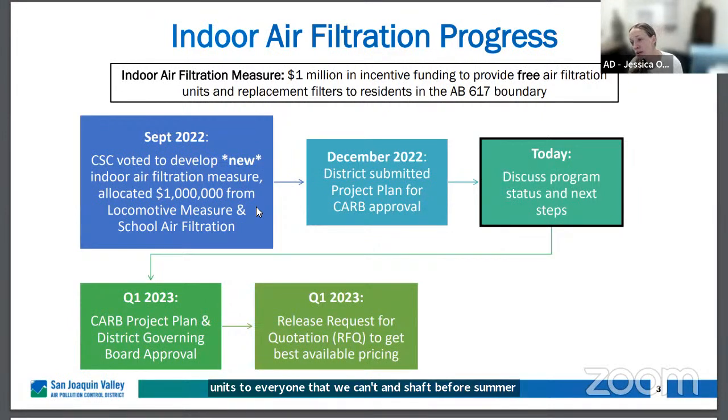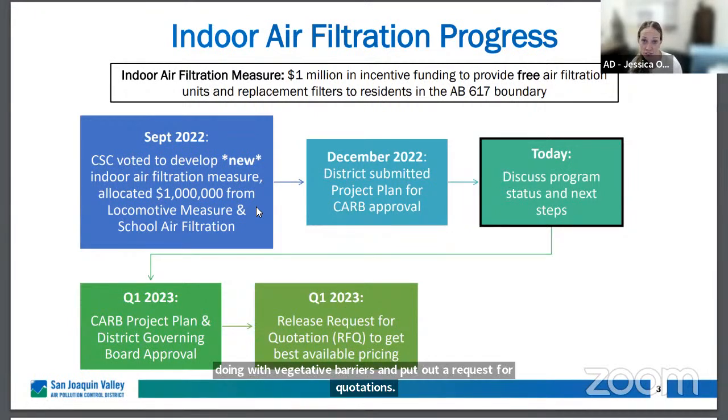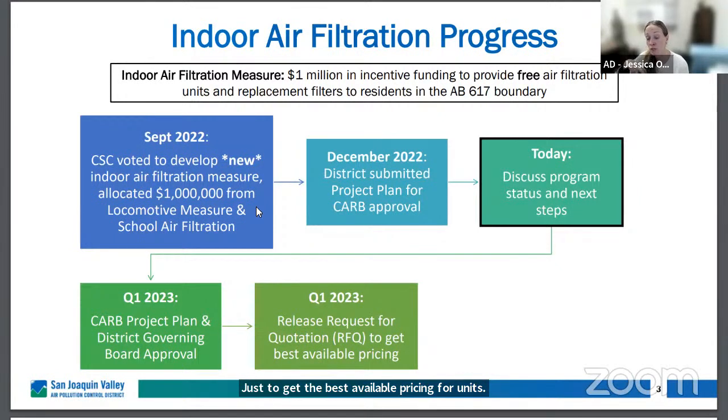And then there's a little bit of process after that where we have to do what we're doing with vegetative barriers and put out a request for quotations just to get the best available pricing for units. So if you remember, a few months ago we gave residents air filtration units, and I think many of you took advantage, where we gave devices into your home and you plugged them in and turned them on. That was the type of unit. That's exactly the same concept, but we're going to do it for way more people. At the time we had a little bit of funding for the whole valley. So this is a lot of funding just for Shafter.